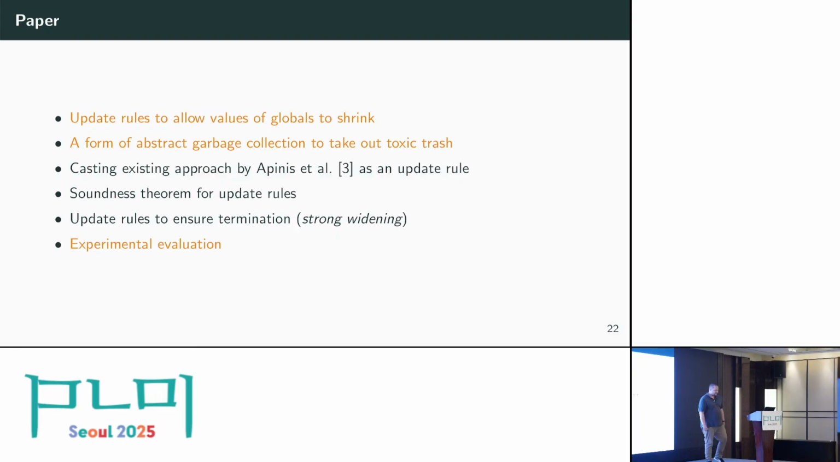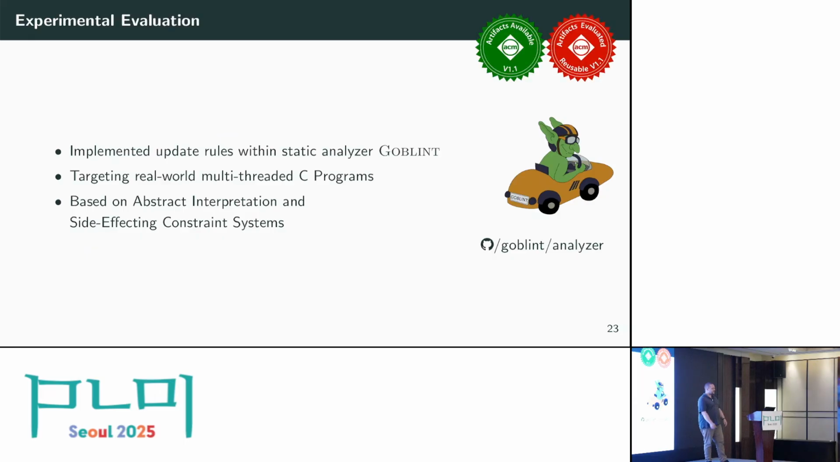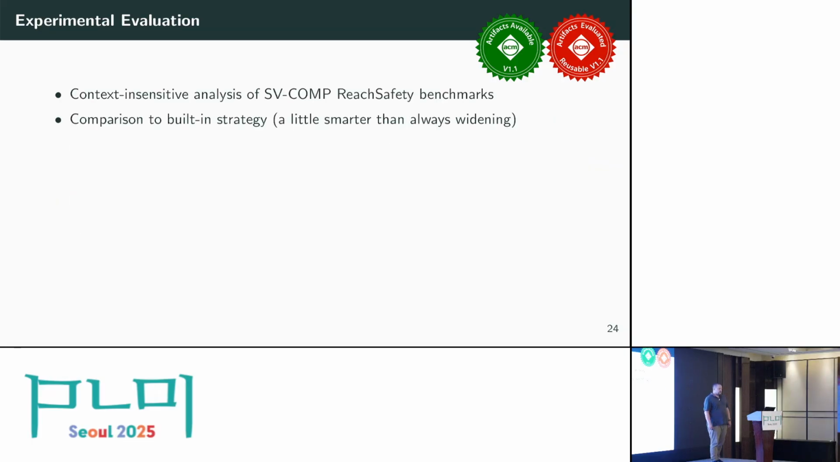The other thing we have in the paper is an experimental evaluation. So we do have a little bit of time to quickly touch on that. For our experimental evaluation, we implemented the update rules within the static analyzer Goblint, which is a static analyzer that targets real-world multi-threaded C programs, and it's based on abstract interpretation and side-effecting constraint systems. We did several evaluations. One of them was on context-insensitive analysis for this software verification competition reach safety benchmark set.